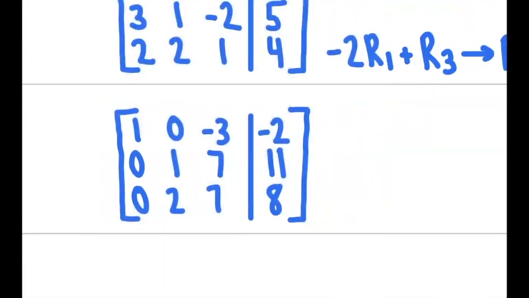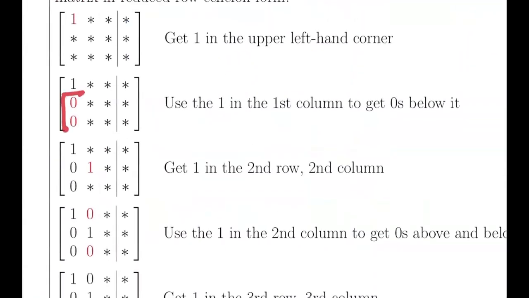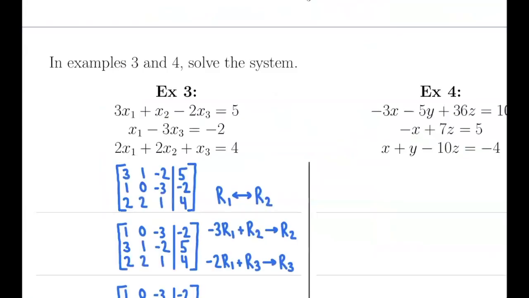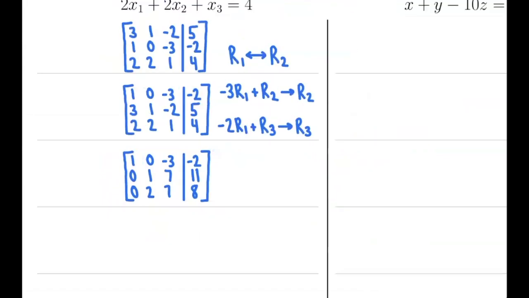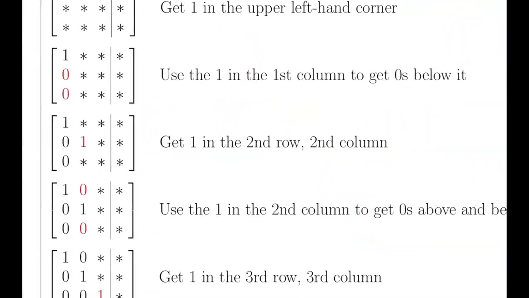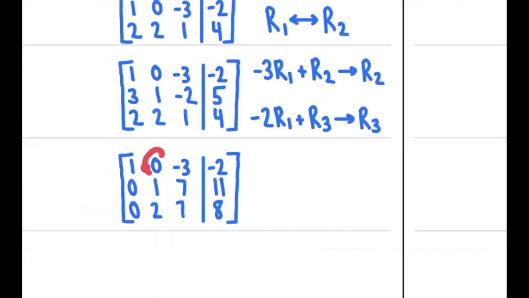We're getting somewhere. So now, once we got these zeros below the leading one in the first column, we want to get a 1 in the second row, second column. And luckily, we already have that. Yay, I'm so happy. I know, it's beautiful. And then we can just move on to this. We're going to use this one in the second column to get zeros above and below it. And luckily, we already have a 0 above it, so we just need a 0 below it now.